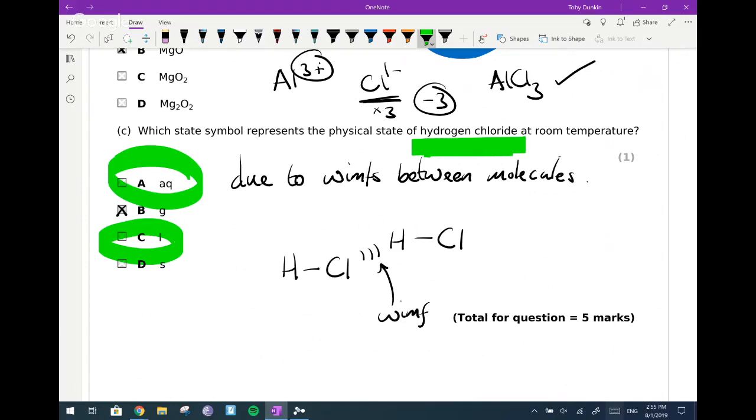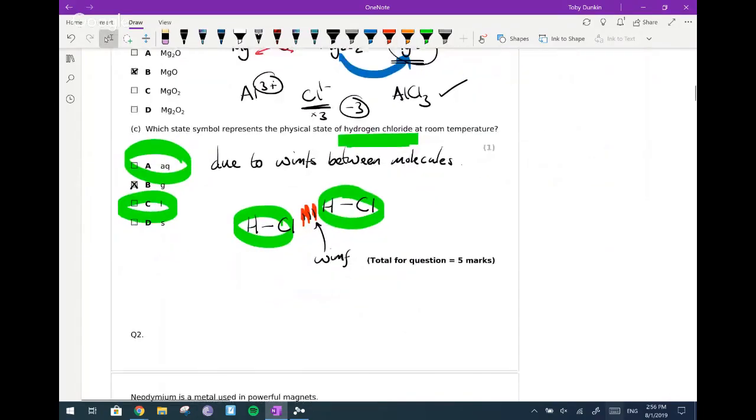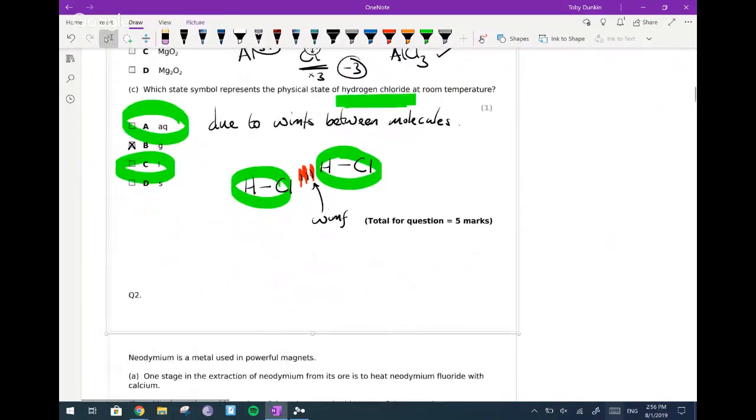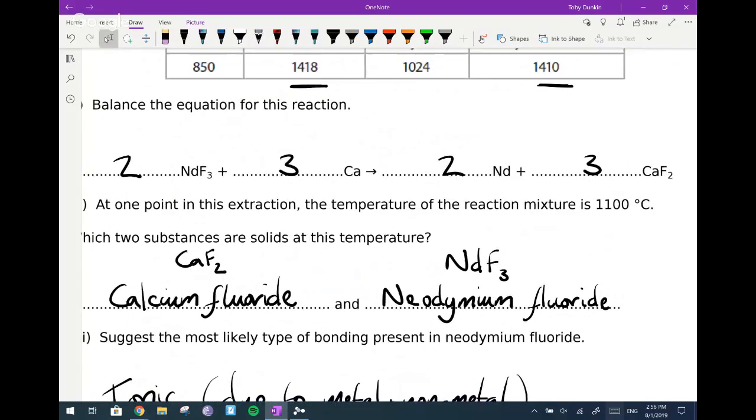And the reason being, of course, is because it has weak forces between the molecules. It's simple covalent molecules, and it has weak forces between them. And those weak intermolecular forces are very weak, which means it's a gas. Let's do the explanation. Next, so this calculation's now started to appear.